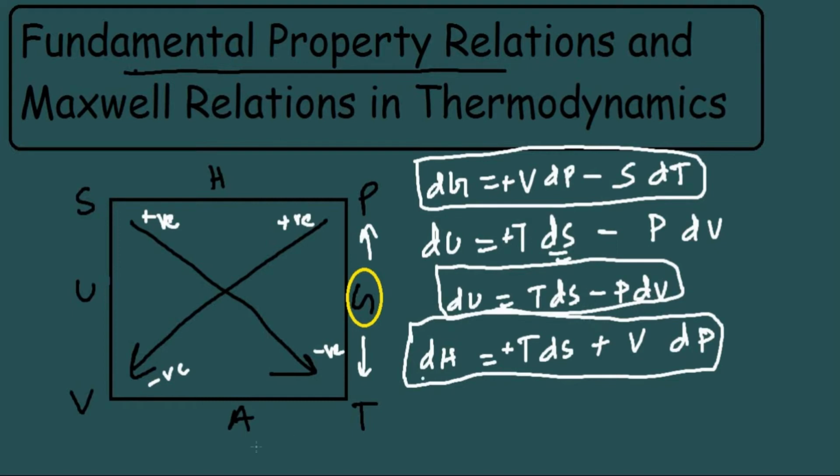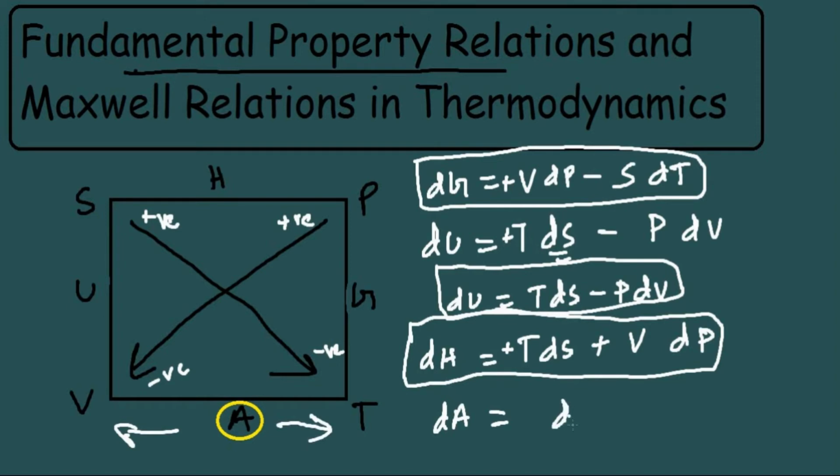So last what is remaining is the A, which is the Helmholtz energy. So for Helmholtz energy I write it as dA equals to, again in the adjacent sides I have volume and temperature, so this will be dV and dT. Now in the opposite corner of V I have P, which is pressure, and in the opposite corner of T I have S, which is entropy.